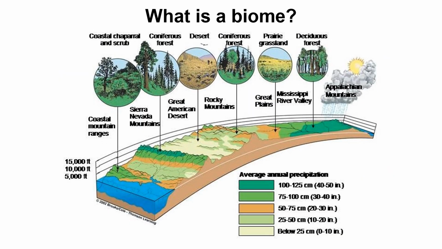What is a biome anyway? A biome is a very large climatic region that contains a number of smaller but related ecosystems within it. This diagram shows some of the biomes in the United States as you travel from the west coast to the east coast.